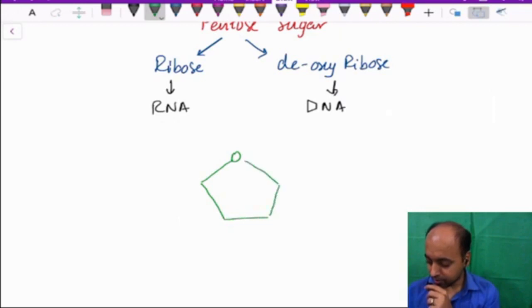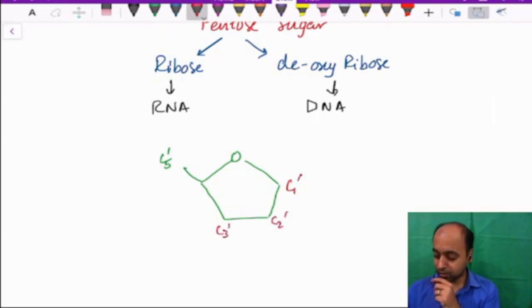It is a 5-membered ring with the 5th carbon being outside the ring. Carbon 1, carbon 2, carbon 3, and carbon 4 make up the ring along with oxygen. Which type of ring is this? Is it a furanose ring or is it a pyranose ring? Remember, this is the furanose ring, the 5-membered ring.